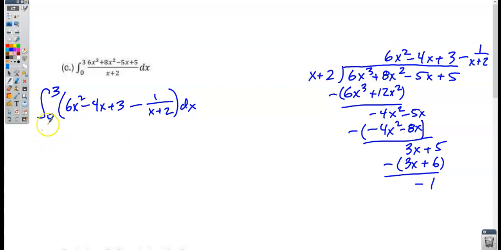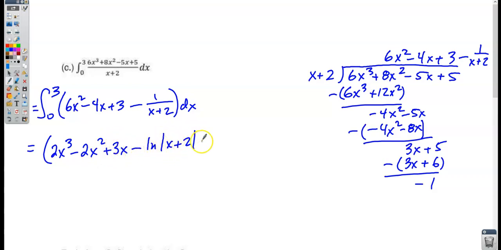And then I'm going to go ahead and find my antiderivative. And so let's see, that's going to be 2x cubed minus 2x squared plus 3x minus the natural log of the quantity x plus 2, which I'm going to evaluate from 0 to 3.